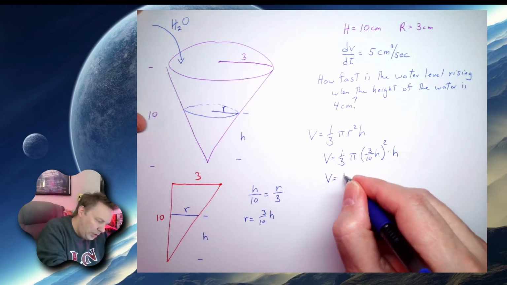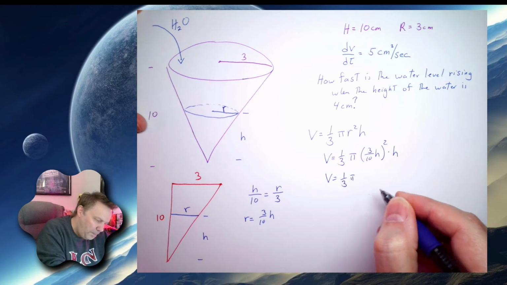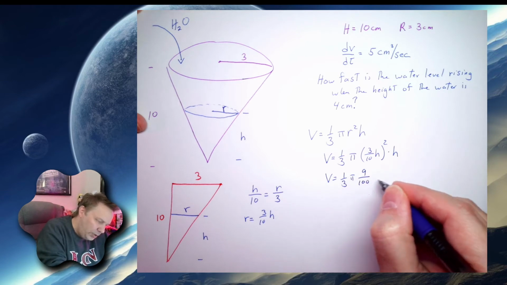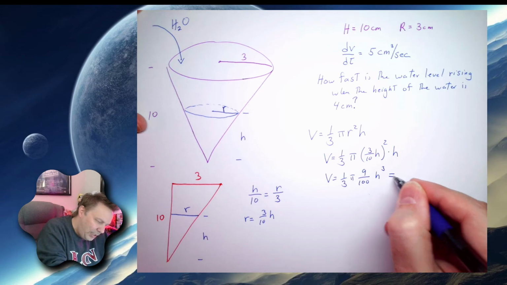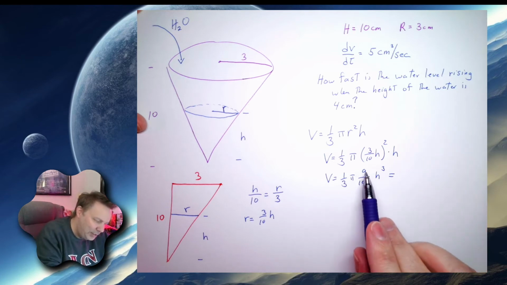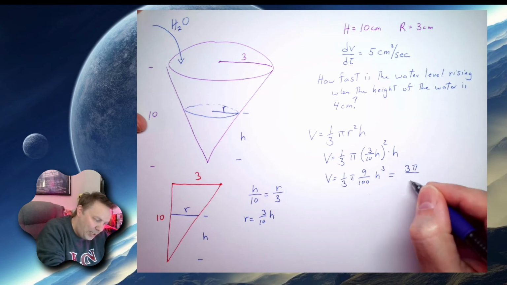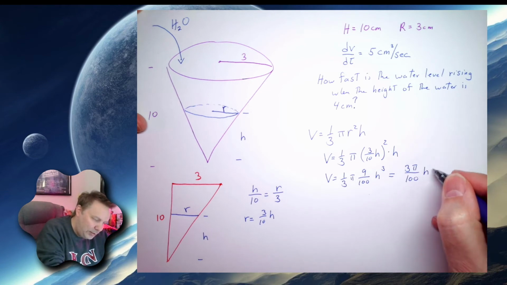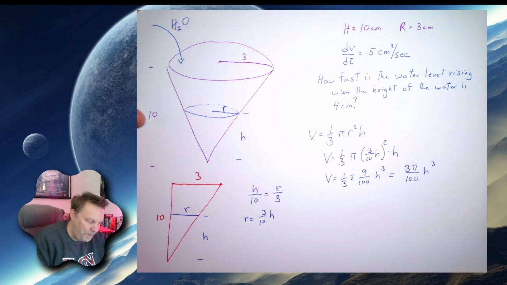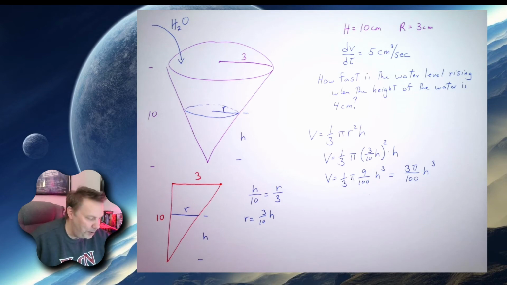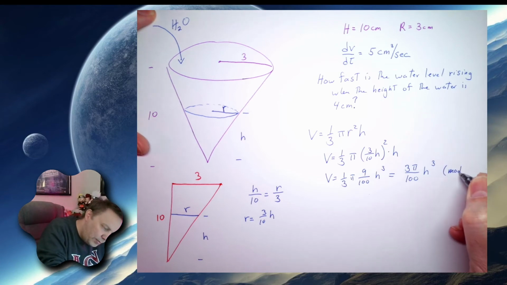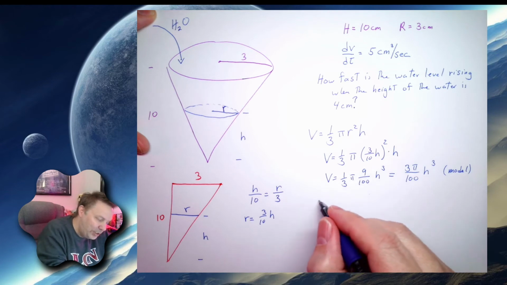Now I'm going to do a little bit of algebra here. My volume is 1/3 pi 9/100 H cubed. And I can do a little bit better than this. 9 divided by 3 is 3. I'm going to write this as 3 pi over 100 H cubed. So my volume is equal to 3 pi over 100 times H cubed. Now I'm ready to take derivatives. So this is my model. And the derivative of my model looks like the following.